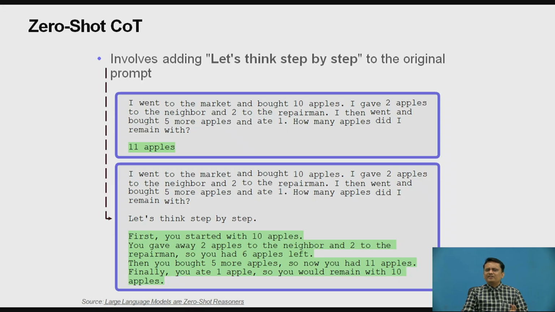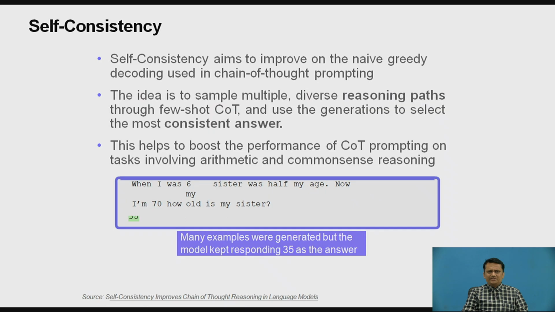So here the response is generated with whatever stages are given in the instruction divided up, and how the calculations were made step by step also comes as the result. Because you first started with 10 apples, then in the statement you say I gave 2 apples to the neighbor, so what will be the status? You gave 2 apples to the neighbor and 2 to the repairman, so what will be the result? The intermediate result is 6, so that too is made available to you. So this approach is called zero shot COT.